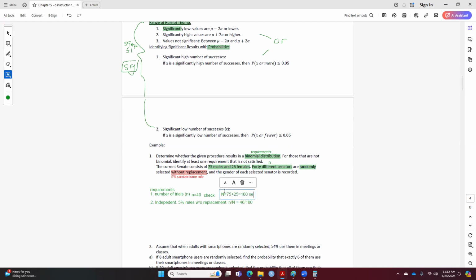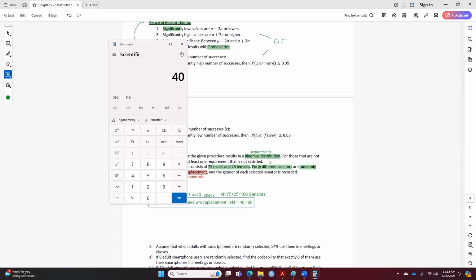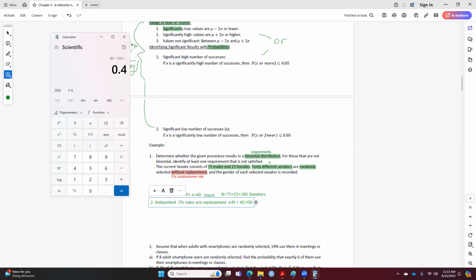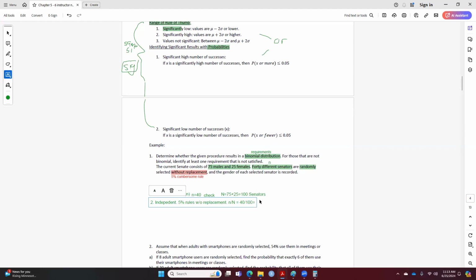So we do have 100 senators in the United States because we have 50 states and every state is represented by 2 senators. So 50 times 2, you should have 100. So we know 40 over 100. If you use your calculator, 40 divided by 100 is 0.4. Okay. So this is equal to 0.4.